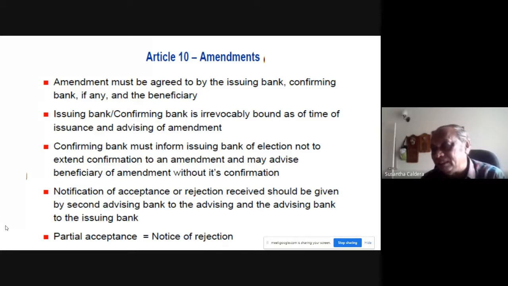Malpractices by banks. What to do? They say our rupee market is closed, so because of that we can't.